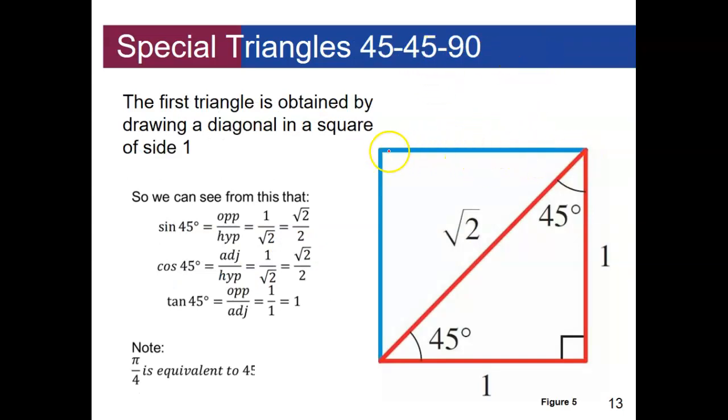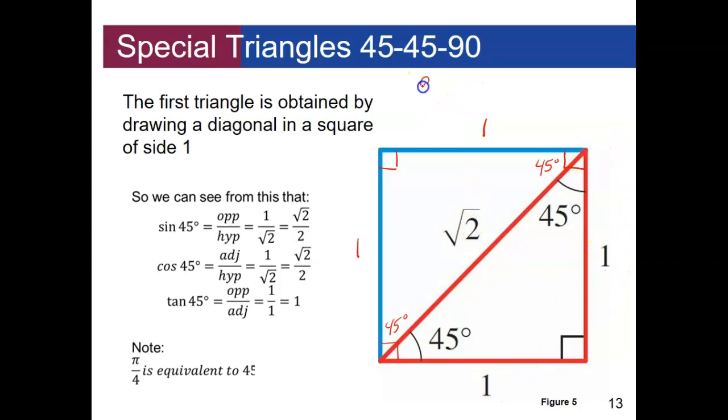Basically, if we start with a square and that square has sides of 1, we draw a diagonal. We know that a square has right angles, so each one of our angles would have been 90 degrees. If we divide this with the diagonal, then we're splitting that 90-degree angle into two 45-degree angles. So what we've done is we've formed this 45-45-90 triangle, and the two sides are 1 and 1.